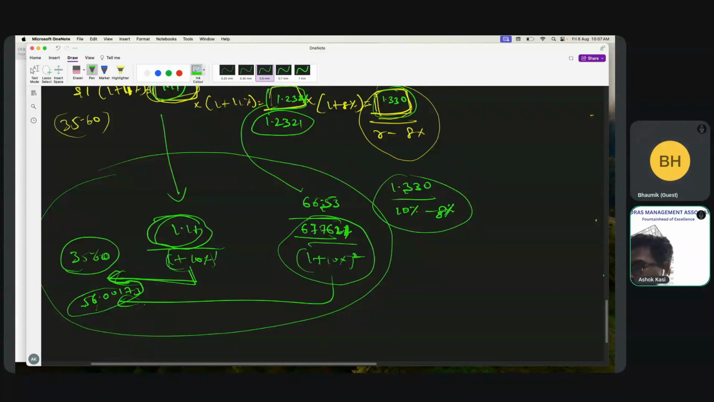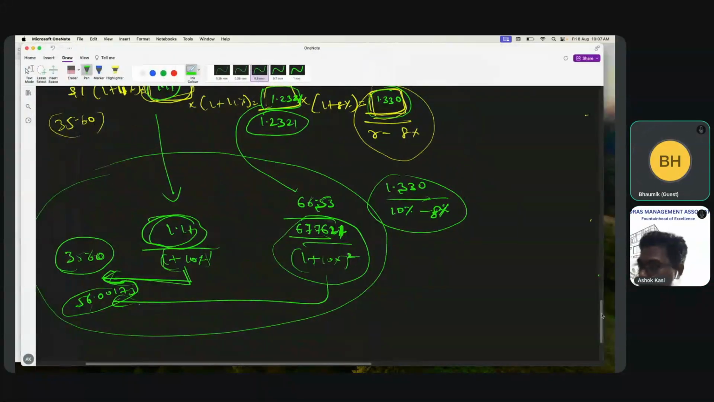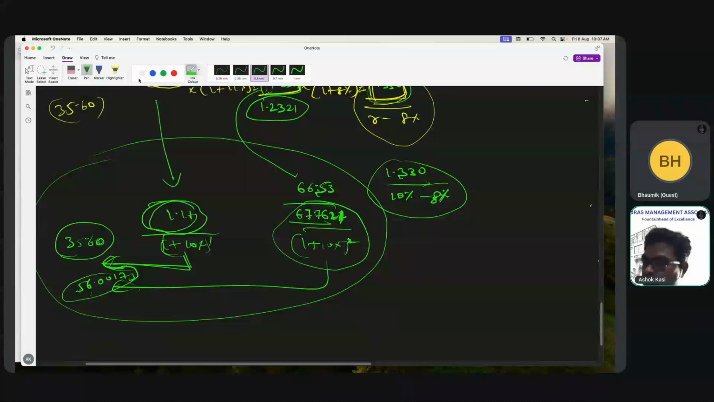It will reduce when the denominator is big. The denominator will be big when we take 11.2 percentage. So now you redo again by taking 11.2 percentage. So it will be 1.330 divided by 11.2 percentage minus 8 percentage.